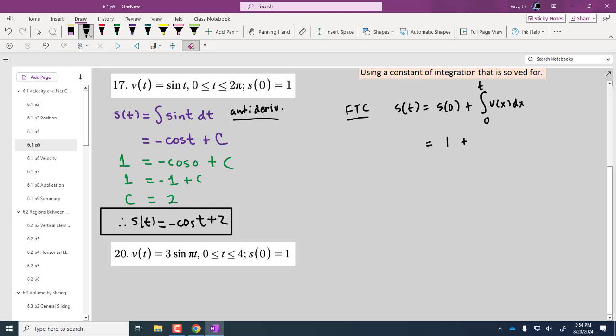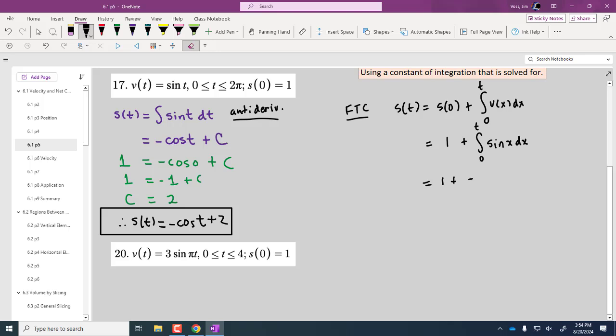We're told that the velocity is sine of t, but notice I need to switch from t to x. We don't want conflict between our dummy variable and the variable that is the independent variable for the function. Right? T is the independent variable for the function. This whole side is a function of t, so we use a different letter for the dummy variable there. Now we integrate. Here we're using the fundamental theorem of calculus because we have a definite integral.